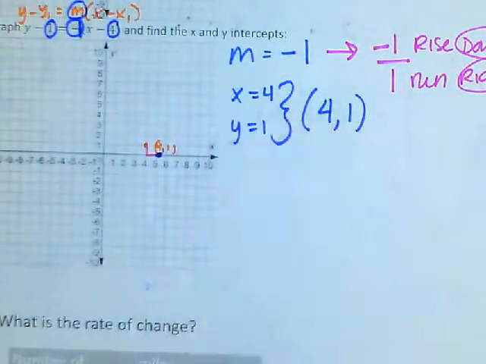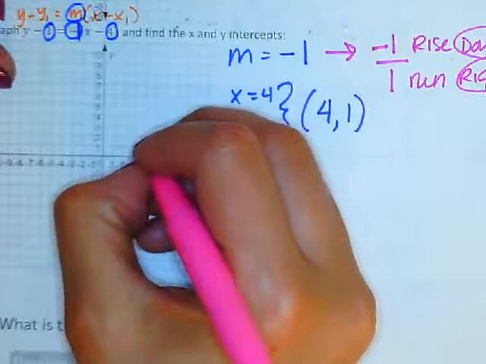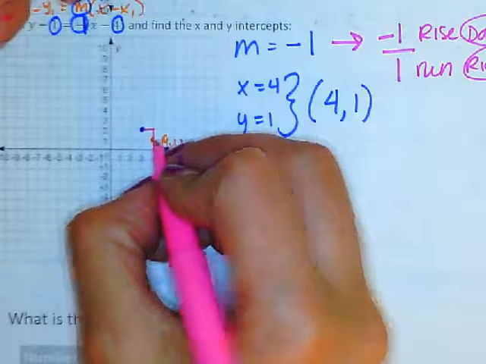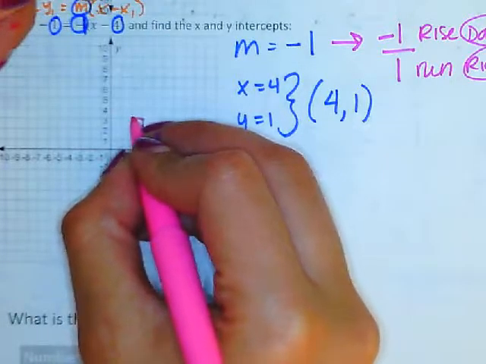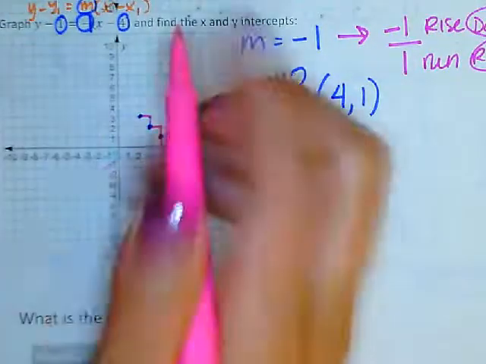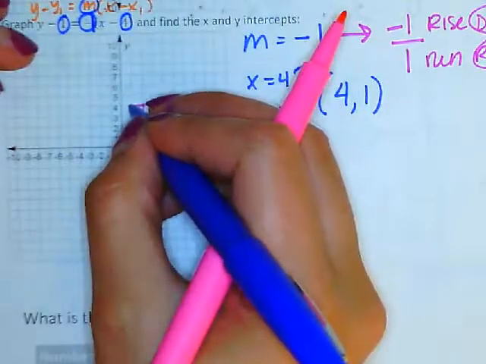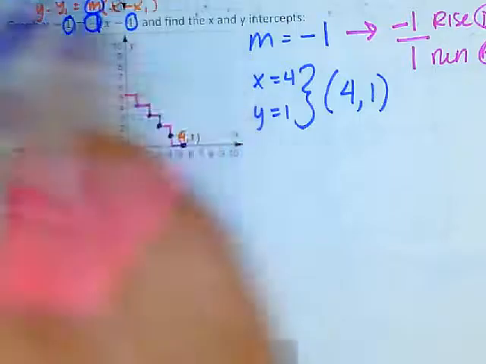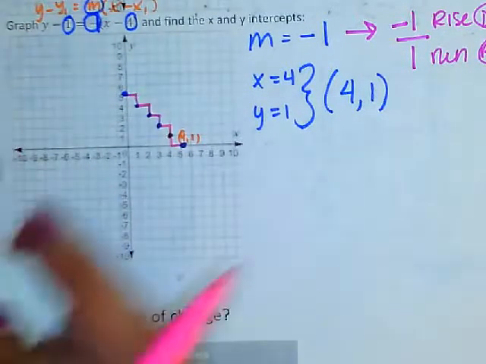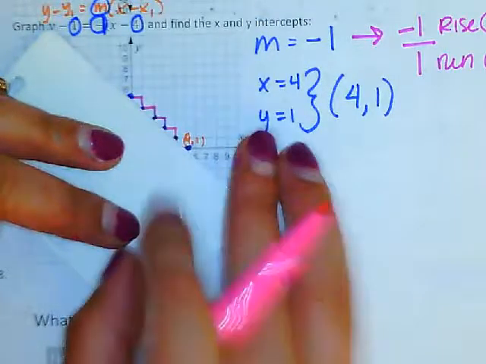It already touched the x. So I'm going to go reverse to see the y. Up 1, to the left 1. Okay? Up 1, to the left 1. And there, it crossed both the x and the y. I'm going to do my line.